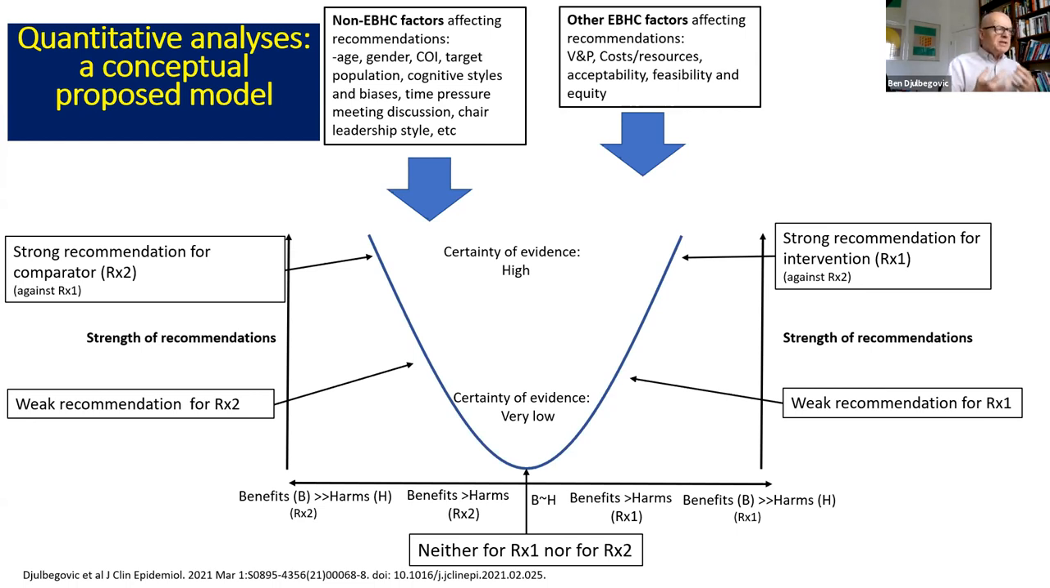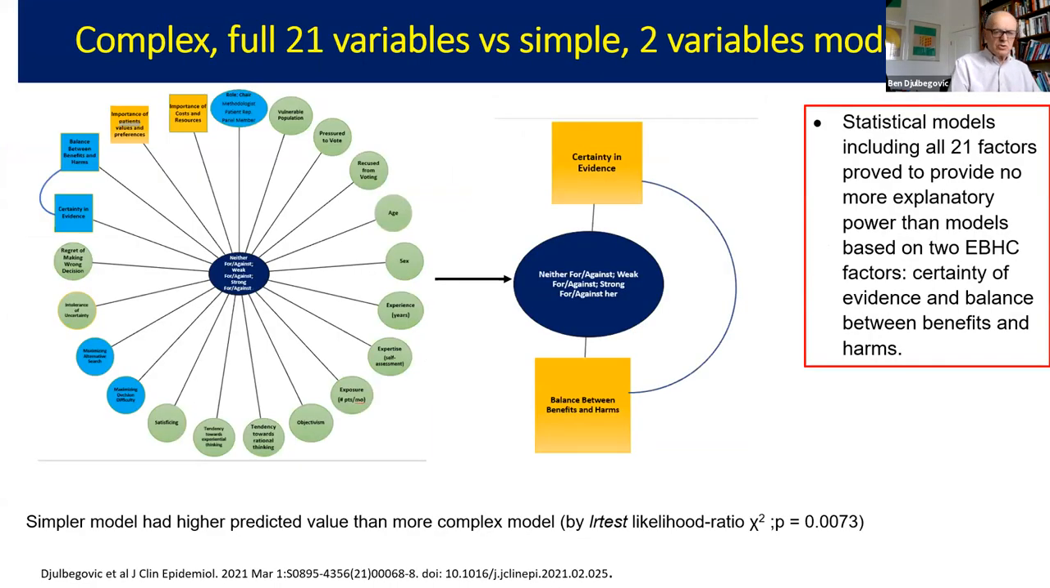You can think about it, we came up with what we call the U-curve model. The higher the certainty of evidence, the higher the benefit over harms, the stronger the recommendation for endorsing a particular intervention. And the mirror picture of that would be a stronger recommendation for endorsing the comparator, or rather against the intervention. All other factors, GRADE or non-GRADE, can be envisaged here to move this U curve up or down or left to right. But essentially, the U curve will be pretty much a function of certainty of evidence and benefits and harms according to this model.